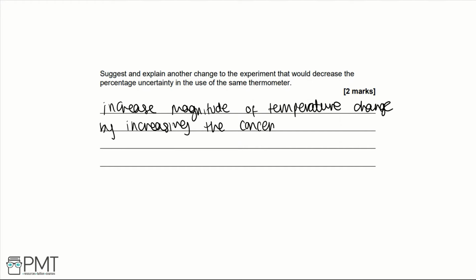And we do this by increasing the concentration of our acid or alkali, so when you add it at 4 minutes, you're going to get a steeper line of best fit on your graph and therefore a bigger temperature rise. To get the 2 marks for this question, you get a mark for increased magnitude of temperature change, and then a mark for by increasing the concentration being the key word here, of the acid or alkali.